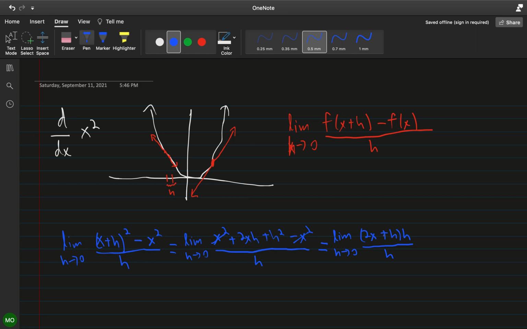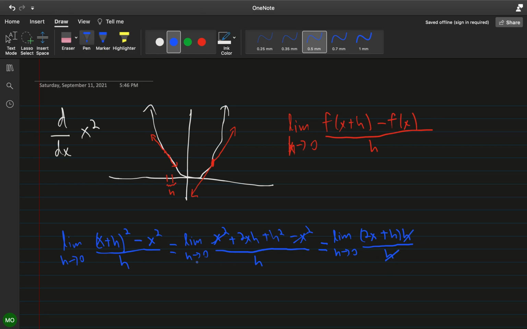And a good practice when factoring is to always multiply it back through. So now I multiply an h by 2x, I get the original 2xh, and I multiply h by h, so I get the original h squared. And so the reason for factoring here is now this h in the numerator and this h in the denominator will cancel out. So by using this algebra, we were actually able to make it easier to solve our limit.